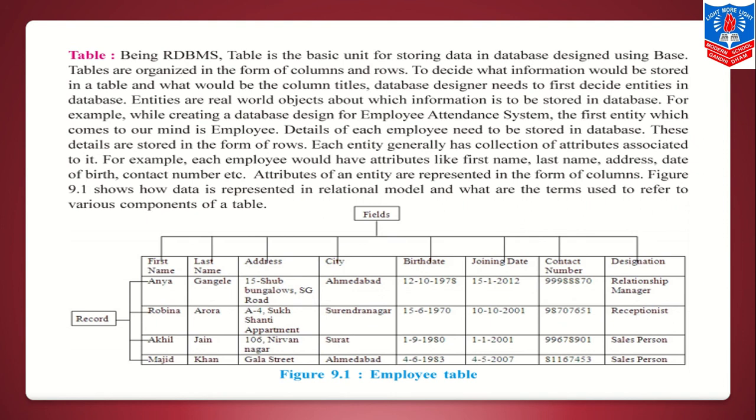So, details of each employee need to be stored in the database. These details are stored in the form of rows. Each entity generally has a collection of attributes associated with it. For example, each employee would have attributes like, attributes means features, right? Name, first name, last name, address, date of birth, contact number. So attributes of an entity are represented in the form of columns. In this figure you can see, children, this is the relational model. And what are the terms used to refer to various components of tables? Field, record. Got it, children?